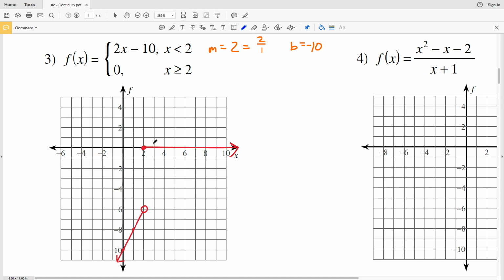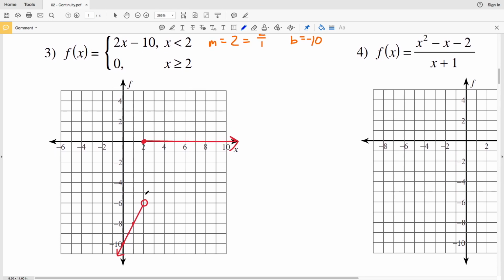Because the limit of f of x as x approaches 2 does not exist, we have a point of discontinuity. Therefore, our function is not continuous at x equals 2. But it is continuous from negative infinity to 2, and then x equals 2 is included in the next interval, so I'm going to use a bracket to show that it is then continuous from 2 to positive infinity.